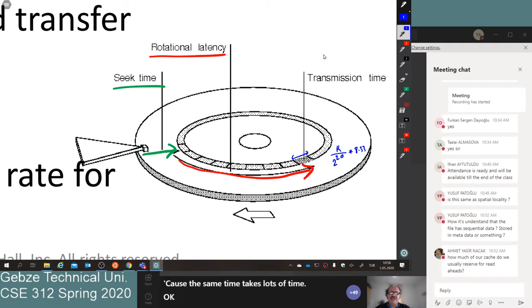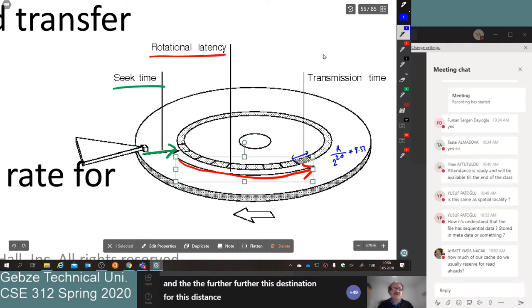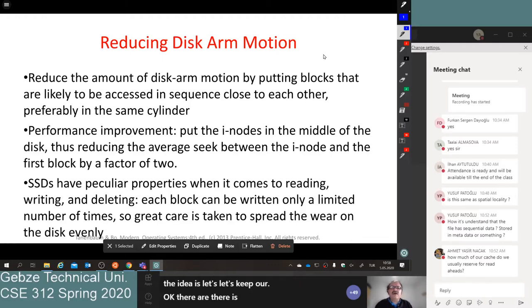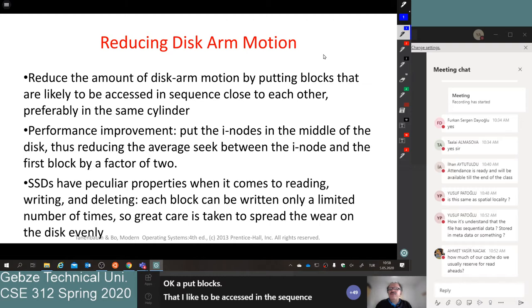Okay, so the idea is, the further this destination, the further the distance, the more time you're gonna spend. So the idea is, let's keep our most important frequently accessed blocks at convenient locations. Put blocks that are likely to be accessed in sequence close to each other, probably in the same cylinder.